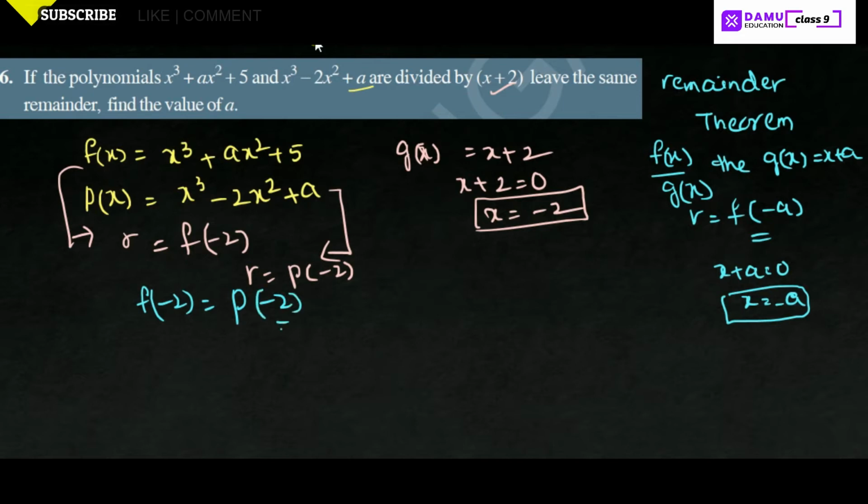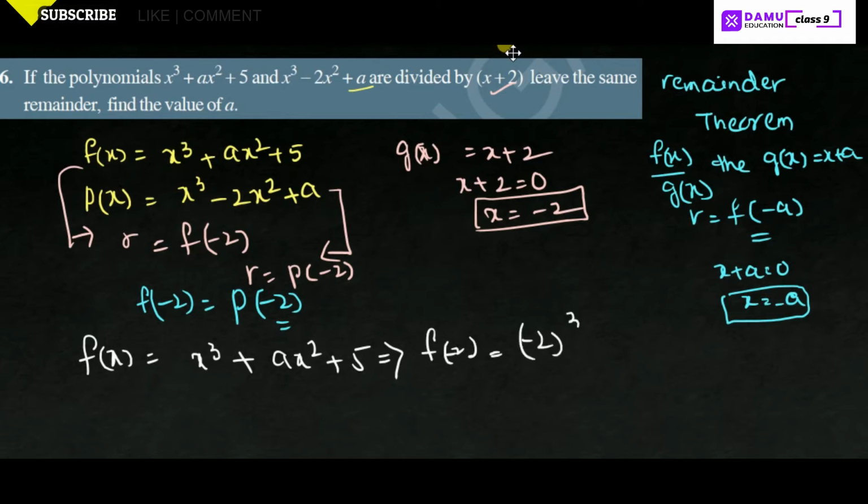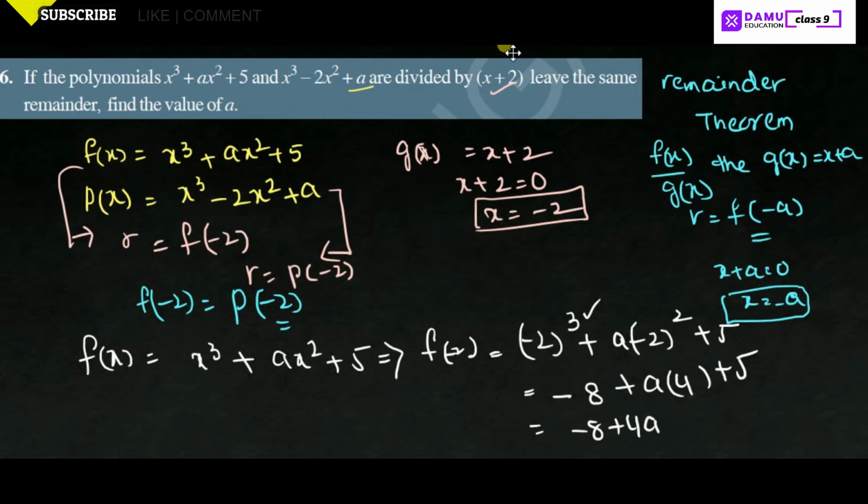So if we substitute and equate both, we are going to get the value of a. So let's substitute. F of x will be equal to x cube plus ax square plus 5. Then f of minus 2 will be minus 2 whole cube plus a into minus 2 whole square plus 5. Minus 2 whole cube: an odd power, so the minus stays, and 2 cube is 8. Plus a into minus 2 whole square: an even power, so the minus becomes plus, and 2 square is 4. Plus 5. So minus 8 plus 4a plus 5.